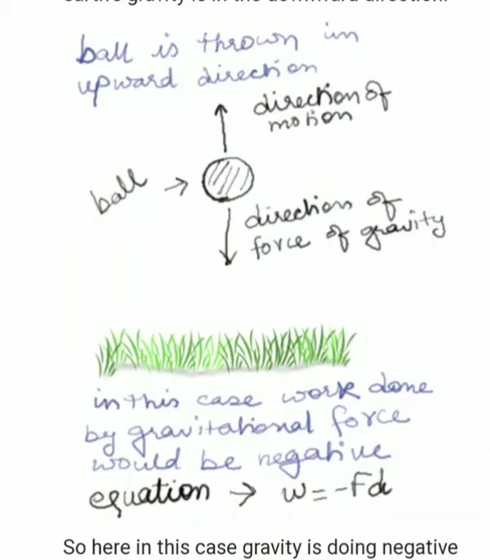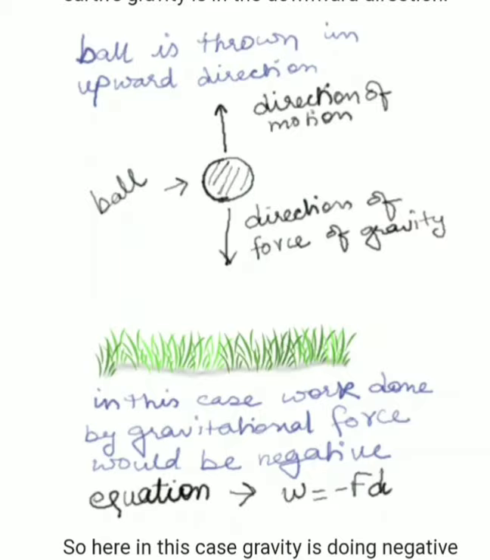So all these examples, when we are throwing any object in the upward direction, are examples of negative work done. One more usual example of negative work done is the frictional force. When we are moving forward, our displacement is in the forward direction, but the force of friction is acting in the backward direction, so we can say that it is an example of negative work done.